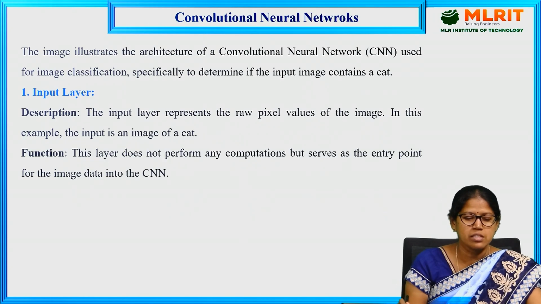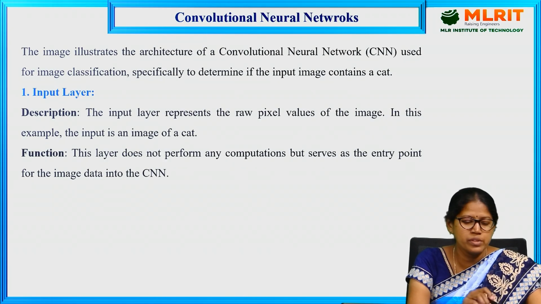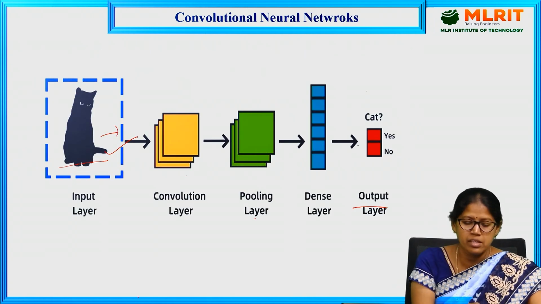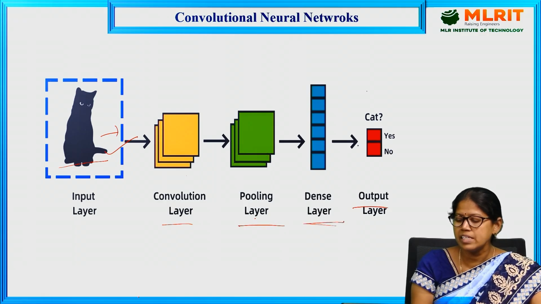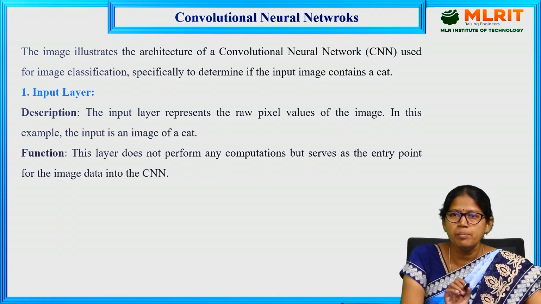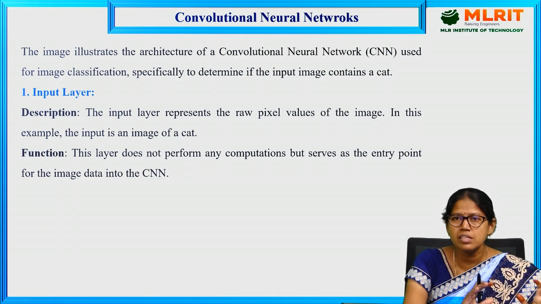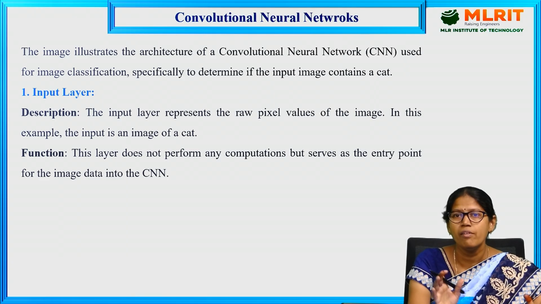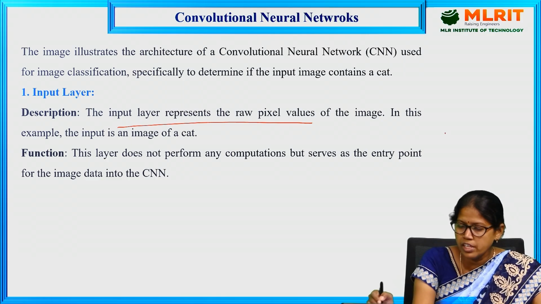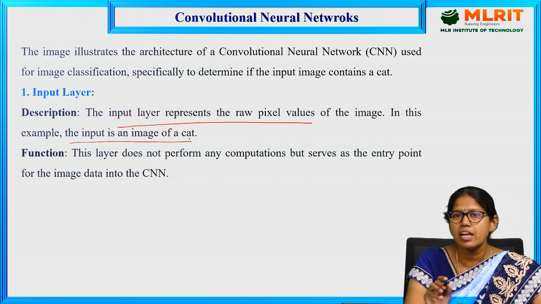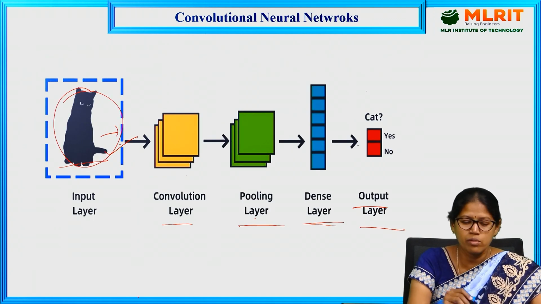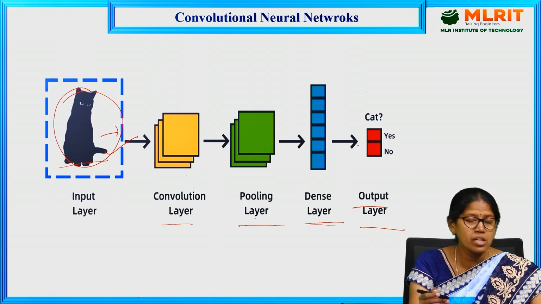Next, let's see the various layers of the convolutional neural network. The first layer is the input layer. In the image we have already seen the input layer, convolution layer, pooling layer, dense layer, and output layer. Let's see the input layer. What is the input layer? The input layer is an image. It passes that image in the form of pixels, large arrays of pixel values. The input layer represents the raw pixel values of the image. In this example, the input is an image of a cat. In the previous slide, we saw that this cat image is what we give to the convolutional layer.